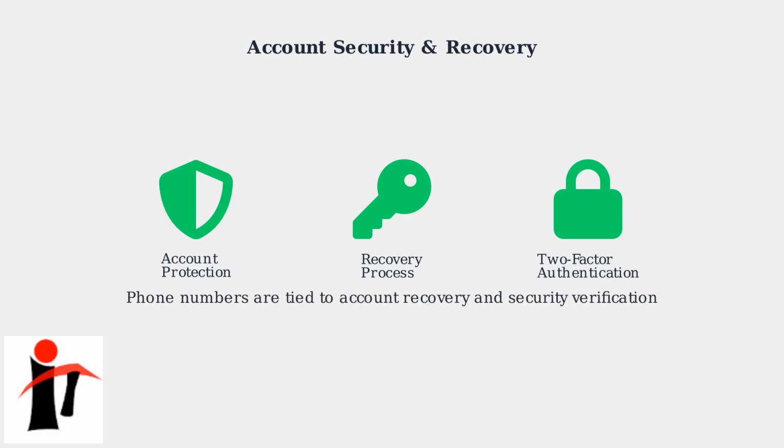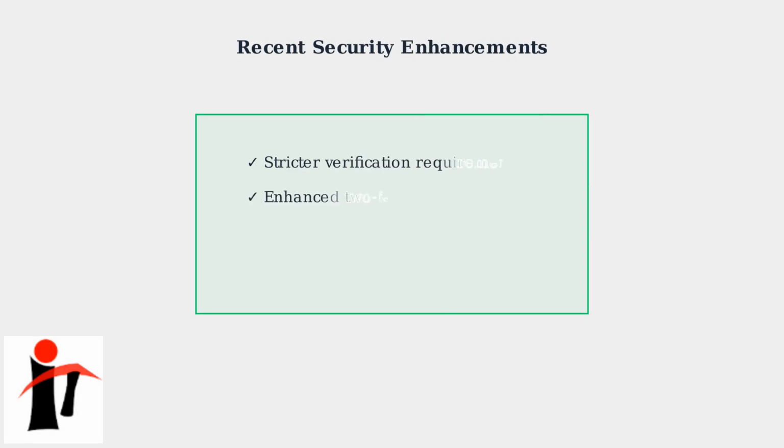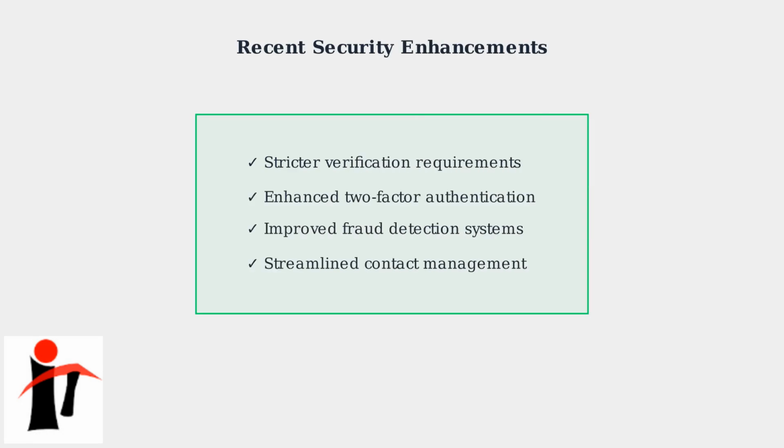If you lose access to your account, Cash App uses your verified contact information to help you regain access safely and securely. Recent updates have enhanced security around contact information management. These include stricter verification requirements, better integration with two-factor authentication, and improved fraud detection systems to protect your account.